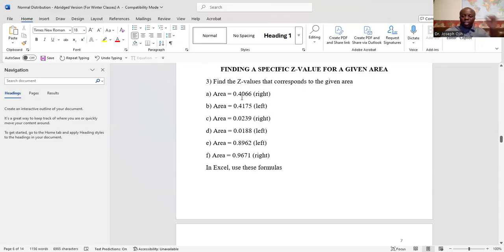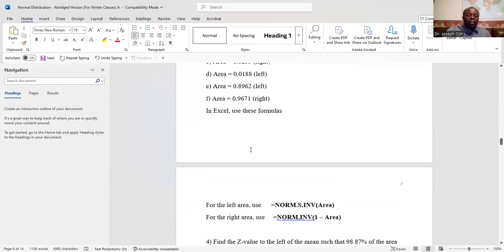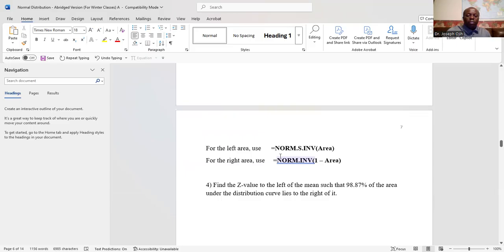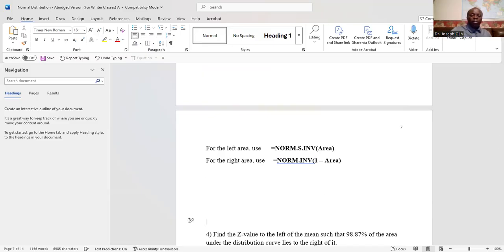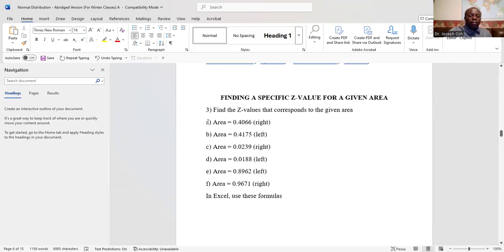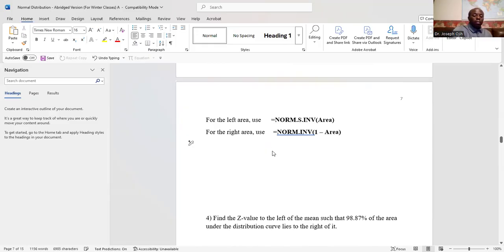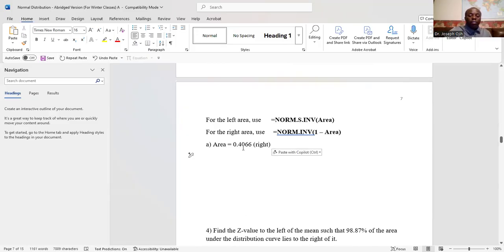Okay. So because this is 0.40, that means it's between, remember, it's going from 0 to 1, 0.5 on both sides. So for this type, you go to the right. This is the formula you're going to use: NORM.S.INV of the area. So let us cut the first part, Part A, what it says. This basically gives you the area between 0 and 5.